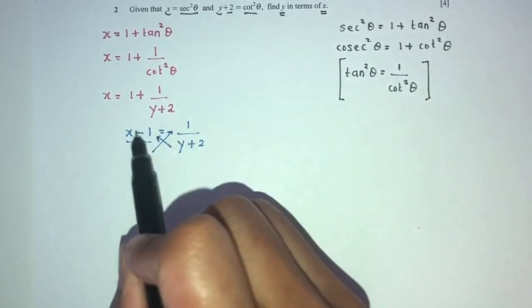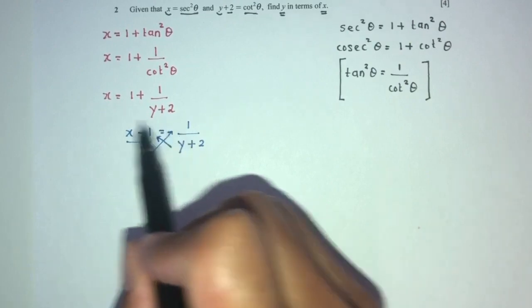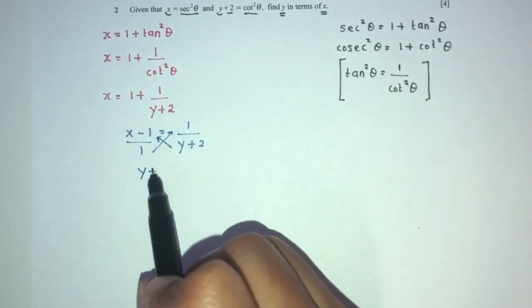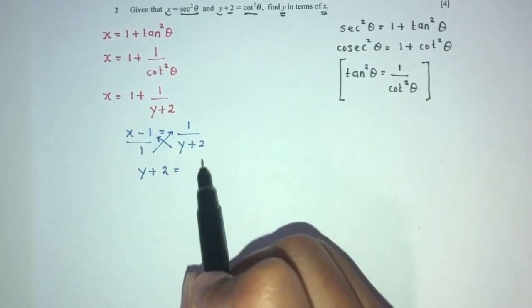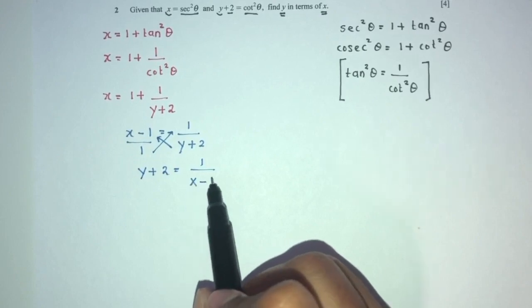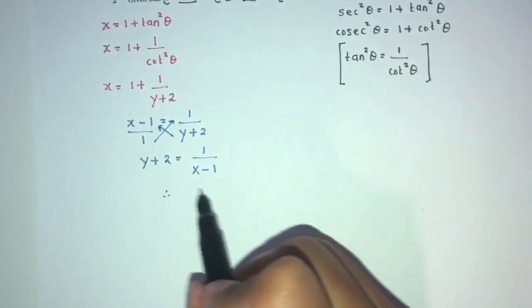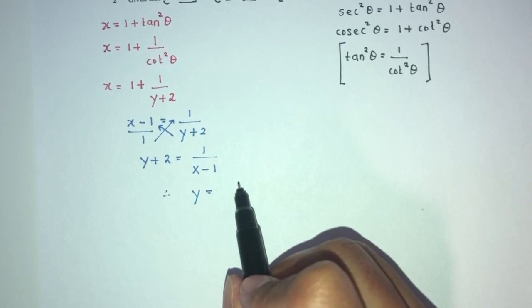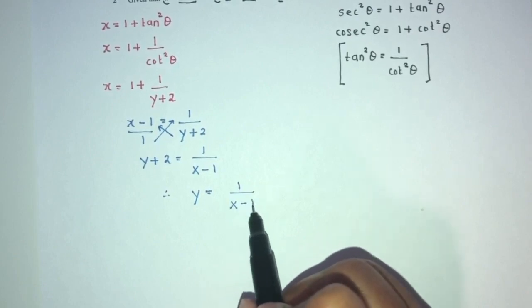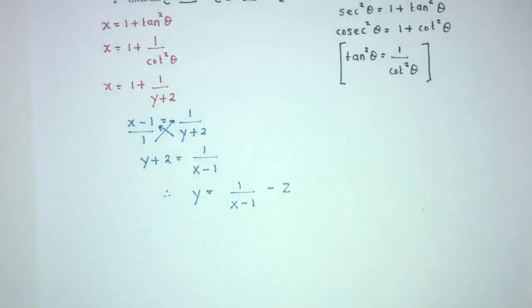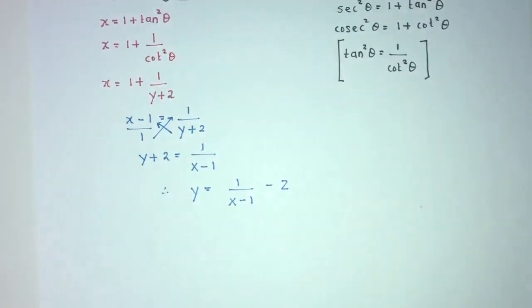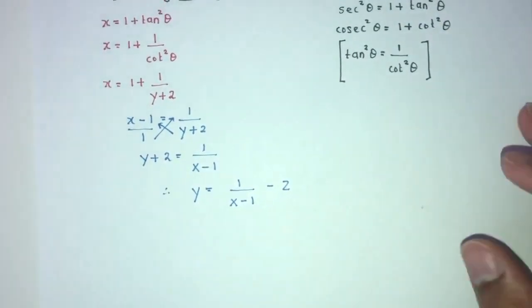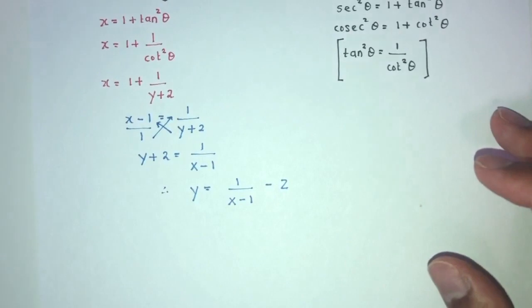So the idea is where I can send this to the bottom and this on the top. That will become y plus 2 equals 1 over x minus 1. Now finally, y can be sent to the other side. Right. Obviously, you can simplify this further by expressing this as a single fraction. It's up to you, but that will be your question number 2.